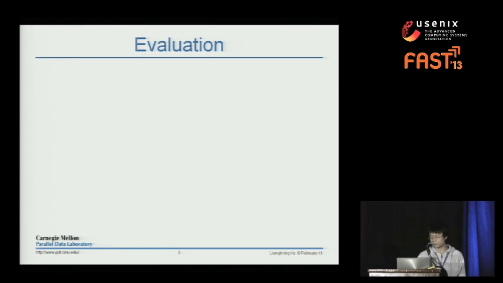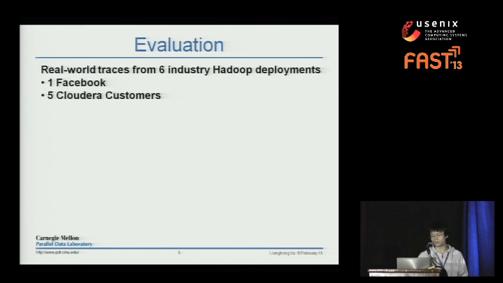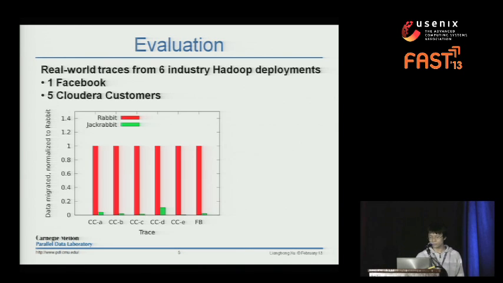Now I'm going to give part of the evaluation of our system because of the time limitation. We evaluate our systems using real-world traces from six industry Hadoop deployments, one from Facebook and five from Cloudera customers. This graph shows the data migration that will be needed for the original Rabbit system with averaged style offloading and the JackRabbit system. The x-axis represents the six traces that we analyzed. The y-axis shows the result normalized to the data migration of the Rabbit system.